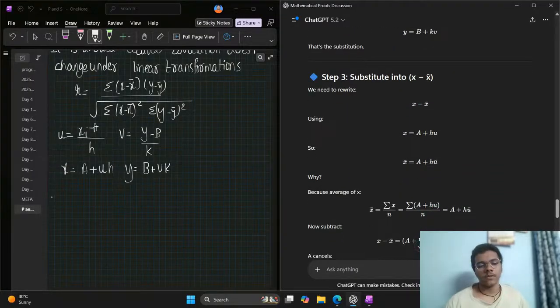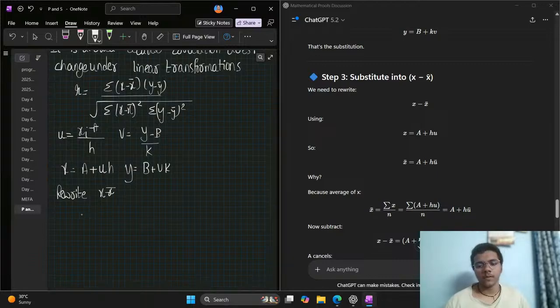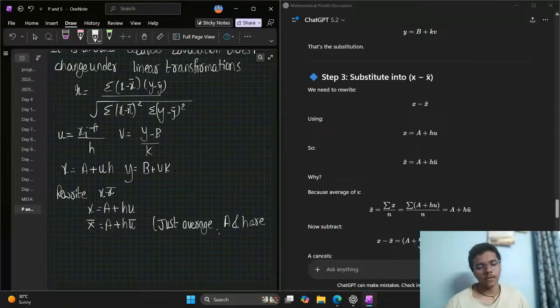Now we are substituting, rewrite x minus x bar. x is equal to a plus hu. Okay, the x bar will be a plus h u bar. Same for y, just the average. a and h are the same.